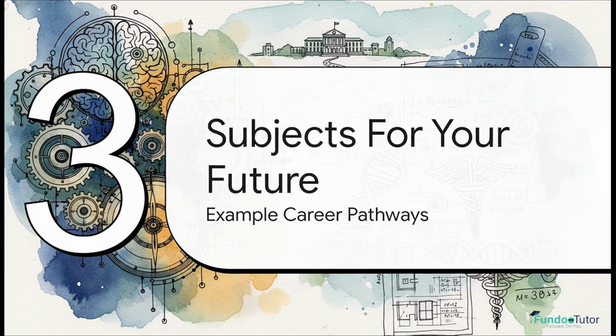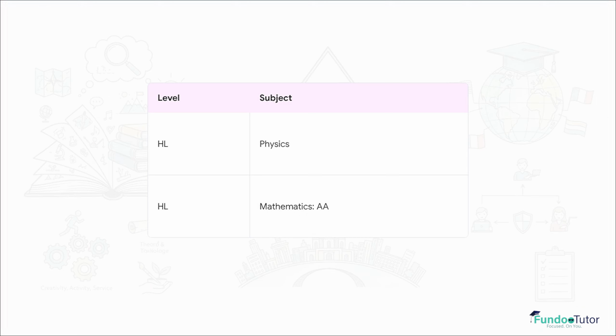require? Okay, let's make this all a bit more real. How does all this theory actually look in practice when you're building a package for a specific career? Let's check out a few powerful examples. Say you want to be an engineer. For you, there are 2 absolute non-negotiables at higher level: physics and mathematics analysis and approaches.